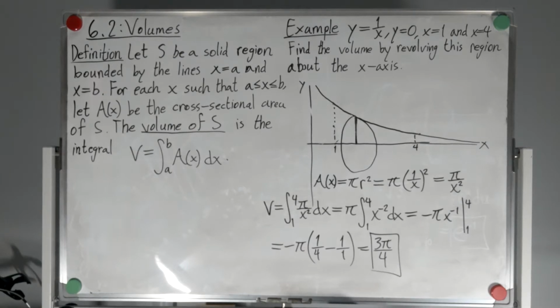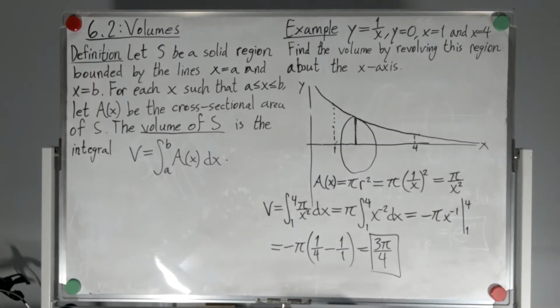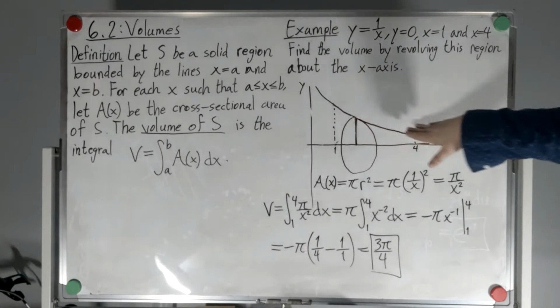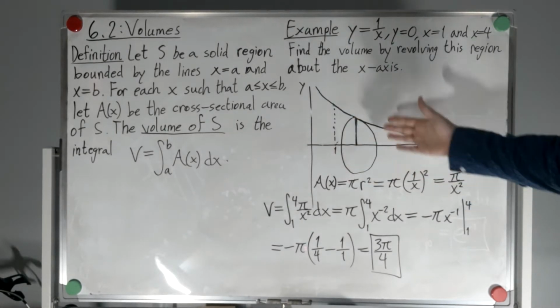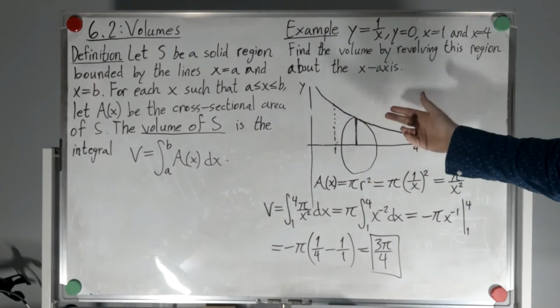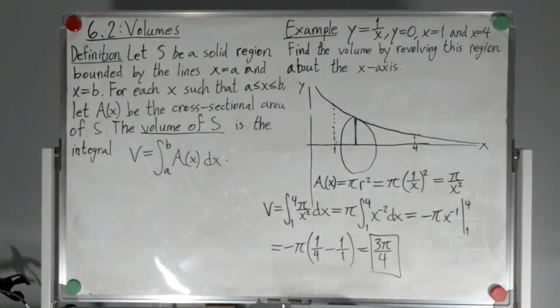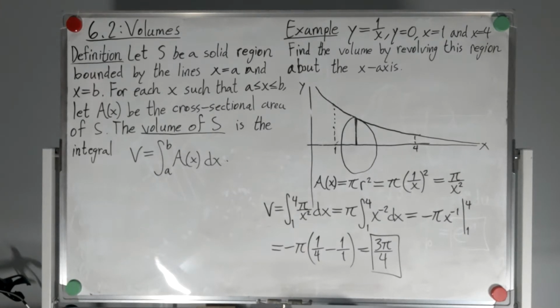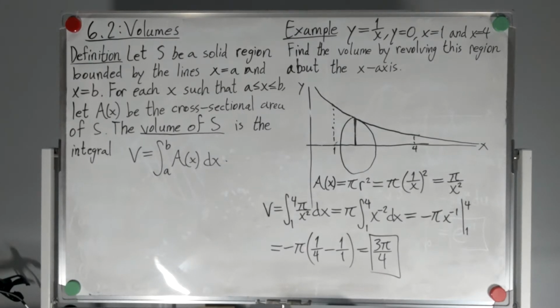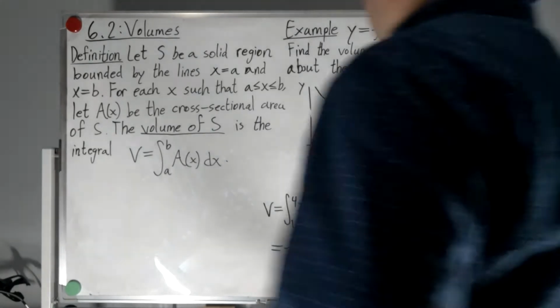And that gives us the volume that you would get when you take this curve, evaluate from 1 to 4, and you spin it over the x-axis, like a piece of pottery. Okay? Let's do some more examples.